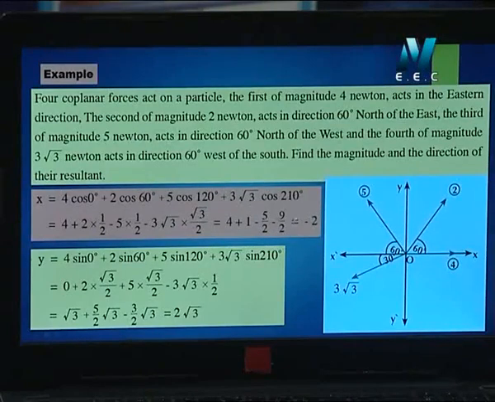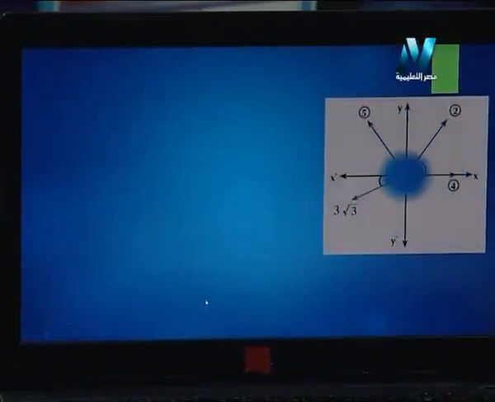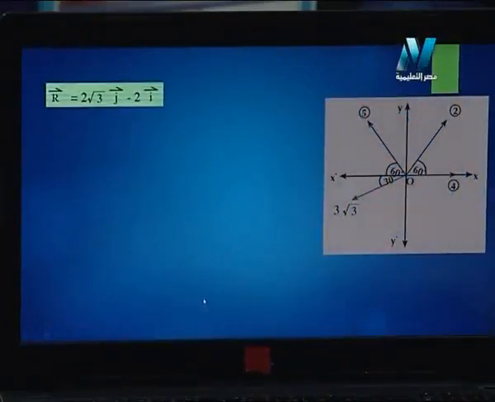Someone asked me, what is -2? You told us that we haven't a negative force. No, it is not a force. It is the force in the x direction only. So for y, we replace cosine by sine, all of them. Instead of cosine 0, we have sine 0. Instead of cosine 60, sine 60, and so on. And the result here will be 2√3. Okay, so R equals -2 i plus 2√3 j.